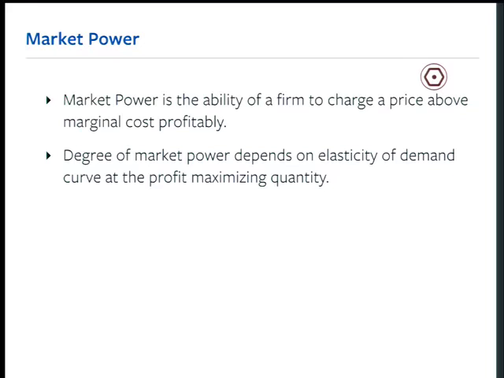There's a firm that is able to charge a price above marginal cost, and if it makes money doing so, we call that market power. So let's think about a competitive firm. How does the competitive firm's price compare to its marginal cost at the profit maximizing output level? It's exactly the same, right?